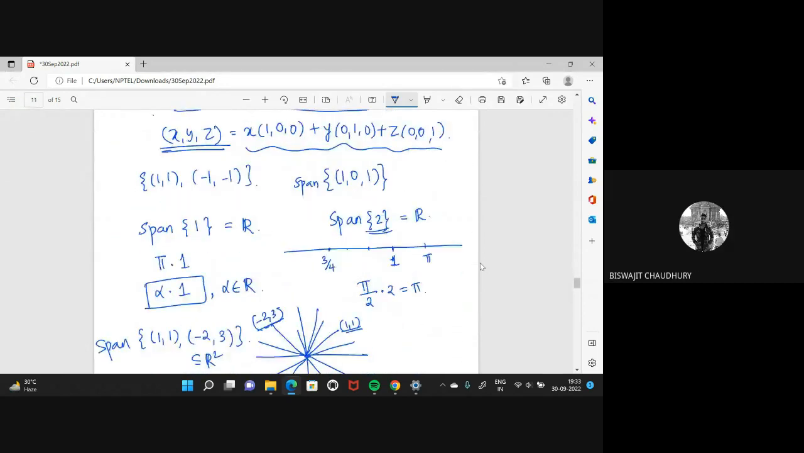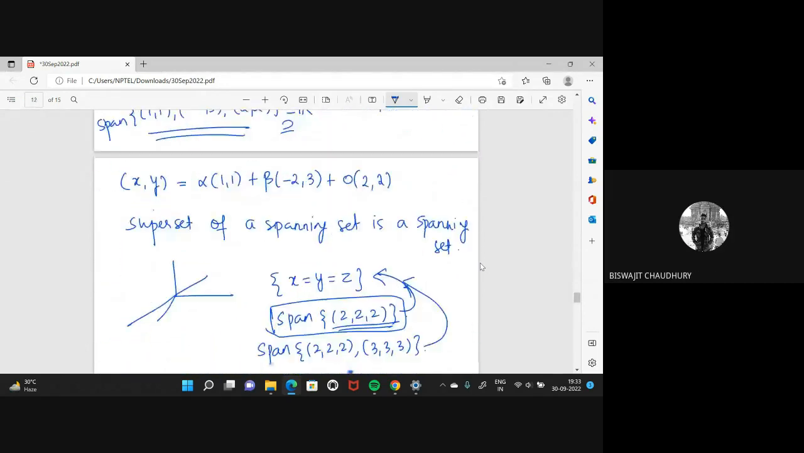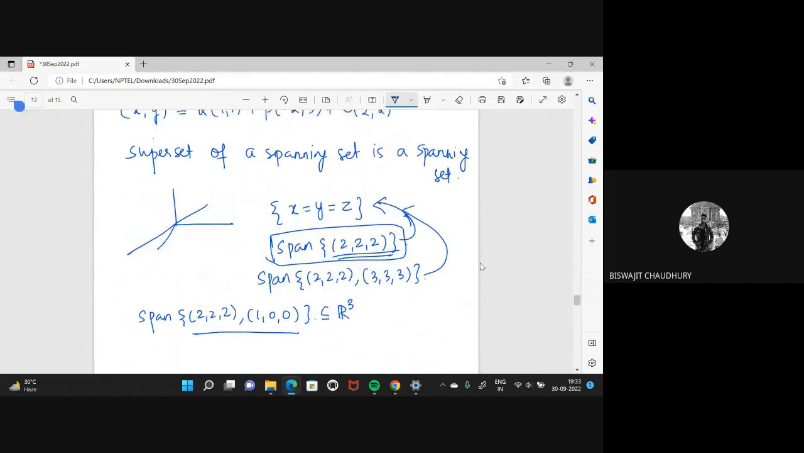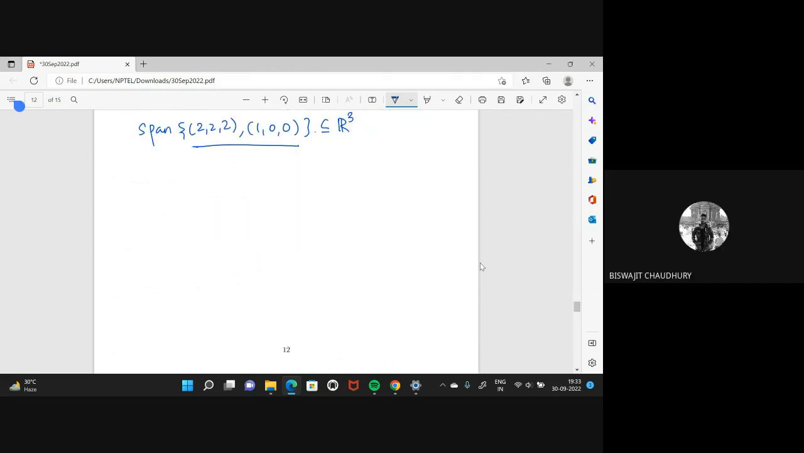That is why, ma'am, I said a superset of any non-spanning set is not necessarily a spanning set. We need to check. A superset of any non-spanning set may or may not be spanning. Agreed. But a superset of any spanning set is always going to be a spanning set.